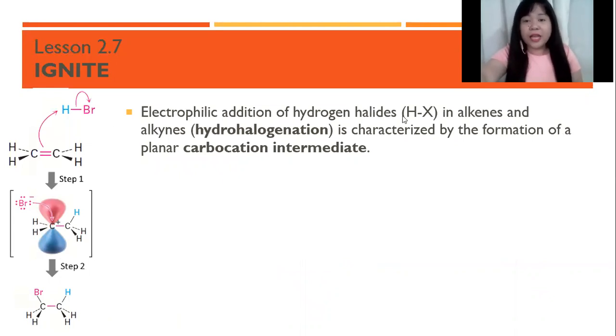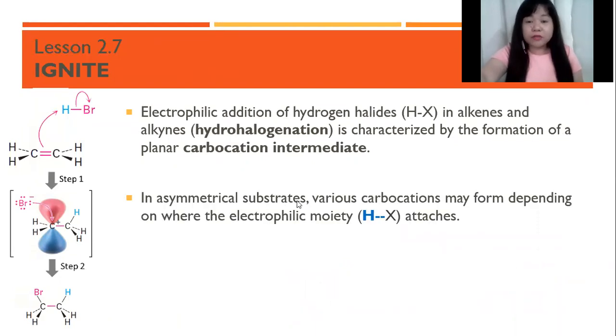Electrophilic addition of hydrogen halides, or HX, in alkenes and alkynes, which is called hydrohalogenation, is characterized by the formation of a planar carbocation intermediate, which was discussed in the previous module and also in the previous video. So in asymmetrical substrates, various carbocations may form depending on where the electrophilic moiety, or the H part of HX, attaches. In this illustration, which was also shown in the previous video, you can see that a carbocation intermediate has been formed.